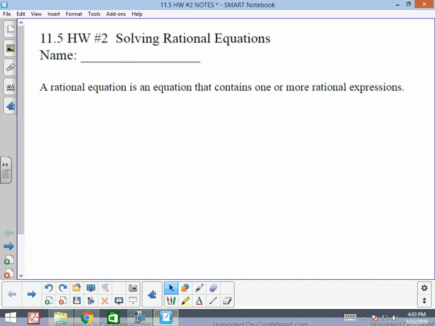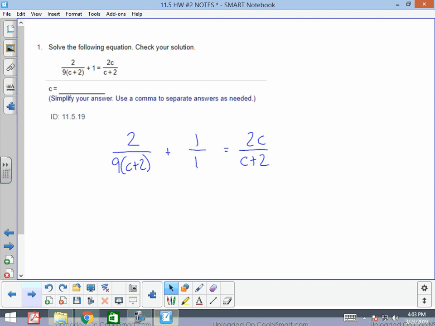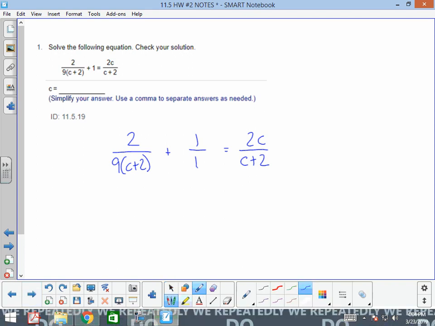Alright, this is 11.5, homework number 2. We're still solving rational equations. So a rational equation is still an equation that contains one or more rational expressions. So let's jump right into the examples. Now, on these examples, we're going to be looking at denominators that are binomials or have binomials in them.